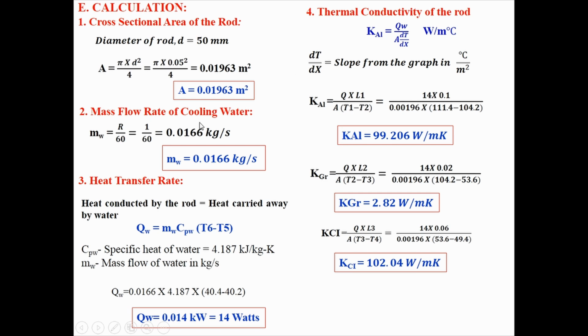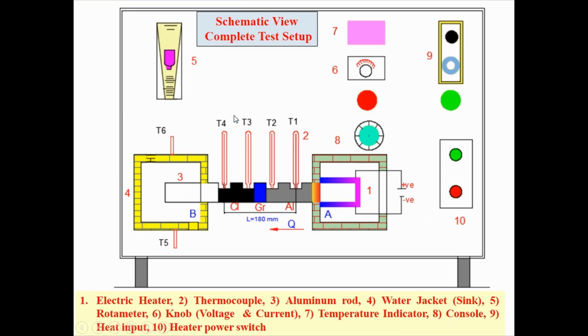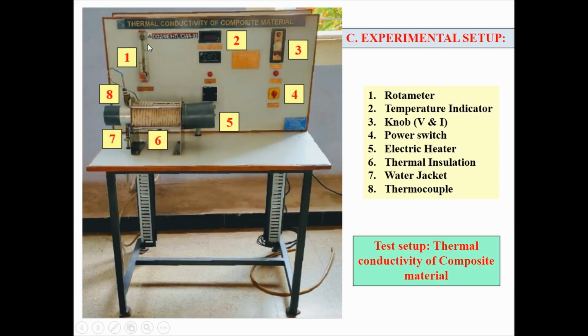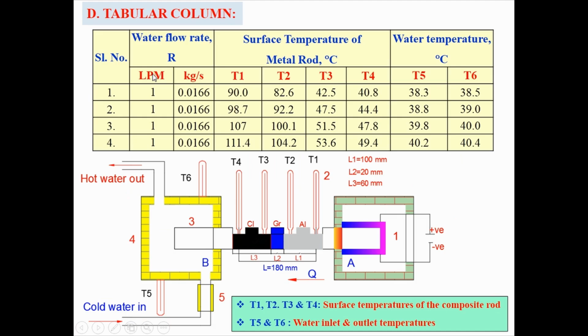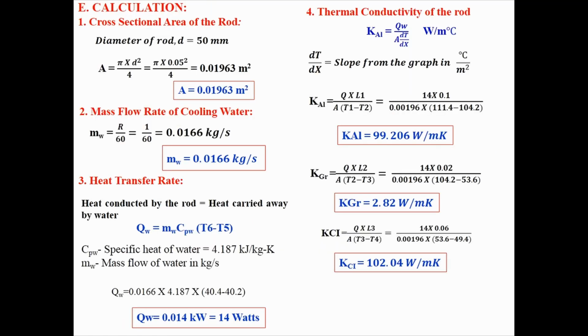The first parameter is over. The second parameter is the mass flow rate of the cooling water. Where is the mass flow rate of the cooling water? So here you have set it, right? How have you set it? 1 LPM. 1 LPM you have set. Then that 1 LPM you have to convert into kg per second.